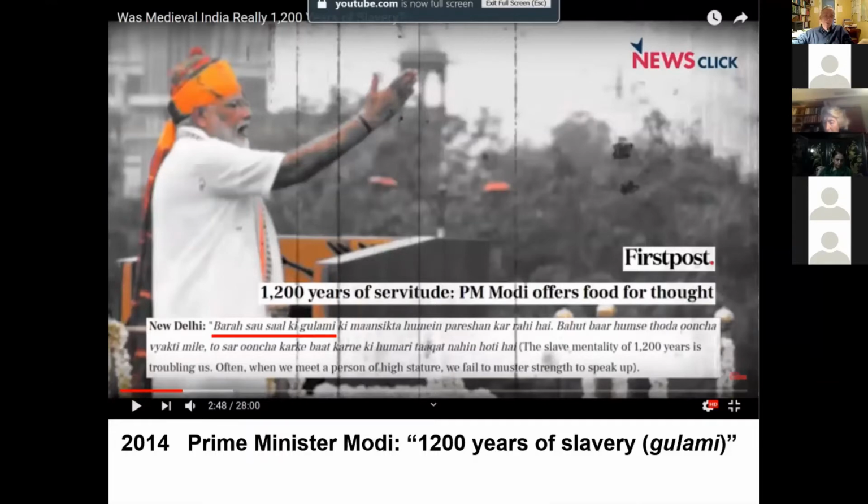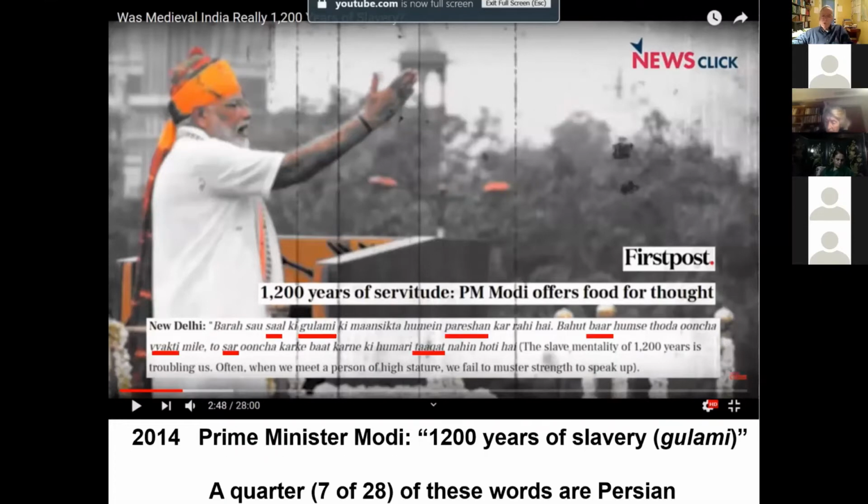A second influence takes us right down to the modern day. When Prime Minister Modi came to power, among other things, he gave this speech here, where he described the period of Indian history that I specialize in as 1200 years of slavery. Baraso Salki Gulami. That itself is extraordinary. And it speaks directly to what we all know is happening today, the politicization of religion and the use of religion as a political force by the regime.